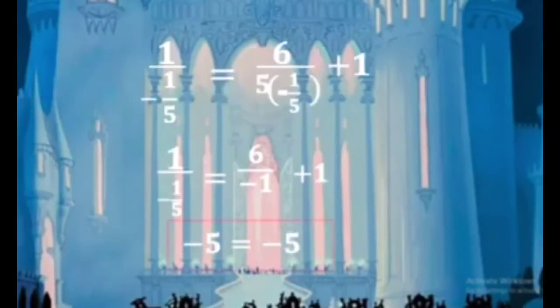Thank you, Fairy Godmother Shahani. And yes, darling, we will be checking the solution back to its original equation. And now copy the given problem, and that is 1 over x equals 6 over 5x plus 1, to replace the x with the value of x, and that is negative 1 over 5. And it would look like this.